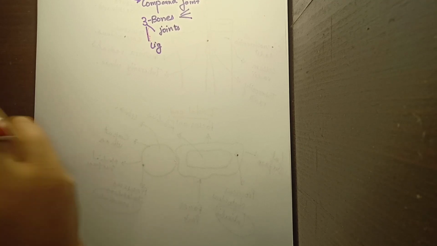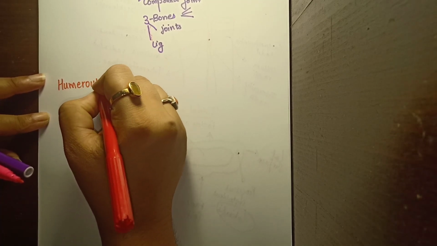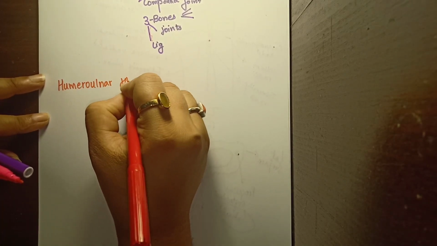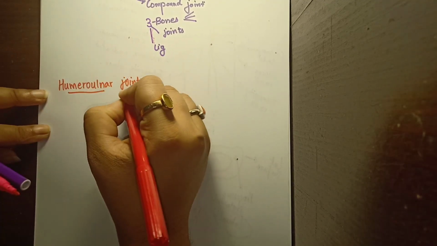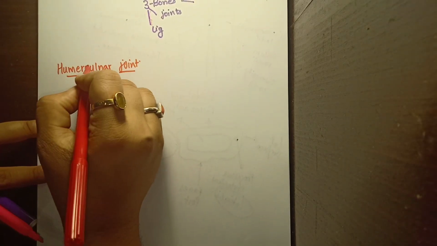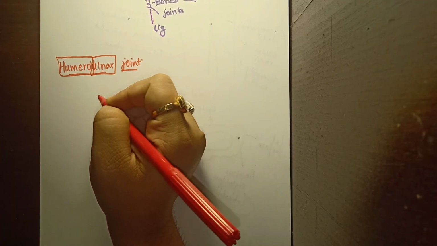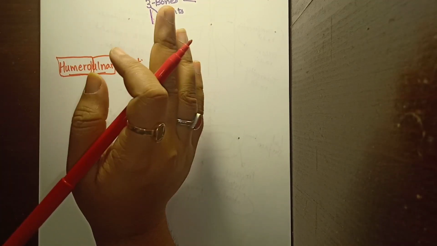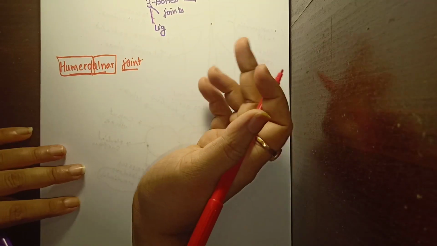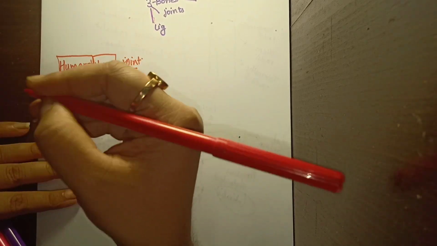So let's begin with the first joint, which is known as the humero-ulnar joint. First of all, if you see any joint, split it into 2 parts: humero, and the second one is ulna. By the name you will get an idea that it is the joint between the humerus and ulna. In Latin it is known as articulatio humero-ulnaris.